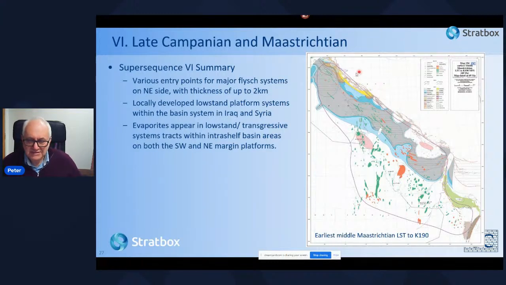And then later on, you get onset of regional deep water pelagic sedimentation, and those form the reservoirs of the fractured carbonate systems in northern Iraq. Also, in these intra-shelf basins, now we're getting the connection with the open marine area very much restricted. Evaporites tend to occur in low stand and transgressive systems tracts within the intra-shelf basinal areas, which are now becoming locally cut off from the sea.